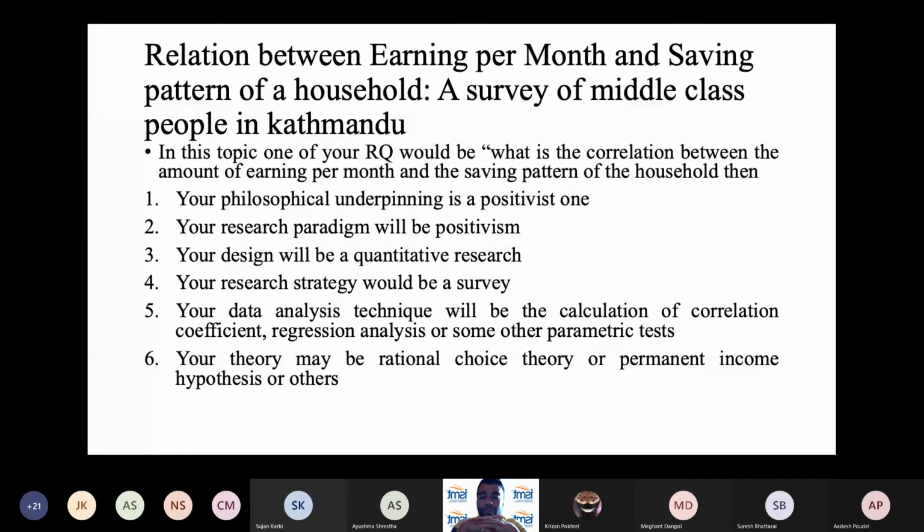So here it is basically focused on quantitative data, and you are going to find the result in terms of numbers. You are going to find the pattern. So your philosophical underpinning is positivist, and your research paradigm will be positivism. Your research design will be quantitative research. Your research strategy would be survey, because I have mentioned that part.